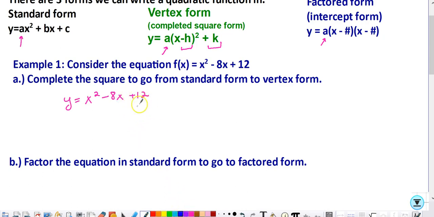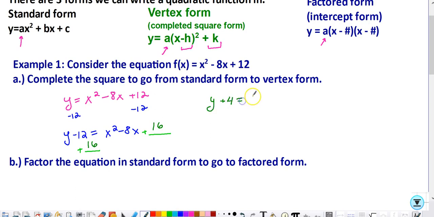And for complete the square, I need to move the constant to the other side. And now complete the square. So I'm going to add some value to both sides. Half of negative 8, negative 4, square it, 16. So on the left, we've got y plus 4, and a factor to the right. Then I want to get the y isolated. Y is x minus 4 squared minus 4.